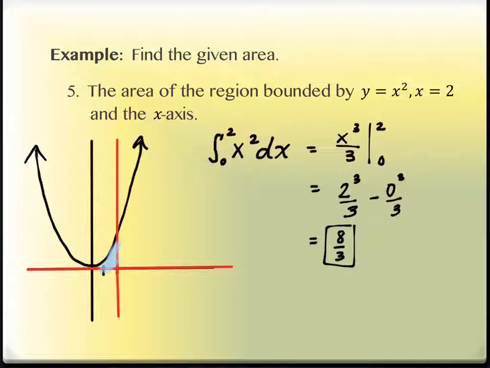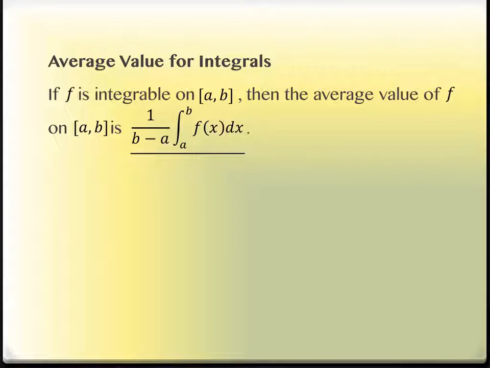All right, the last thing in this section is the average value for integrals. It says if f is integrable on the interval from a to b, then the average value of f on a to b is to take the definite integral from a to b of f of x dx and then to multiply it by 1 over b minus a.